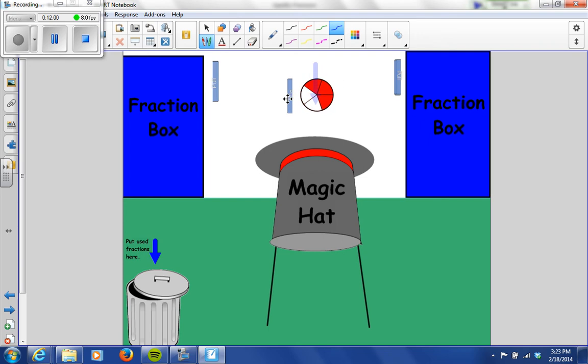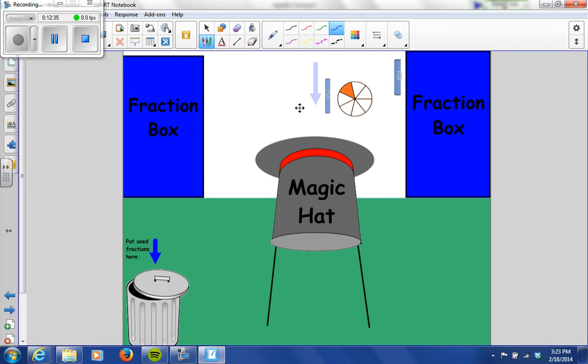How many pieces do we have here? Total pieces? So we have 5 total pieces. How many of them are shaded? So 3 over 5. What would that sound like? 3/5, 3 out of 5. I don't have this one in pieces, so what might that be? That's right, it's a whole, or 1 over 1.